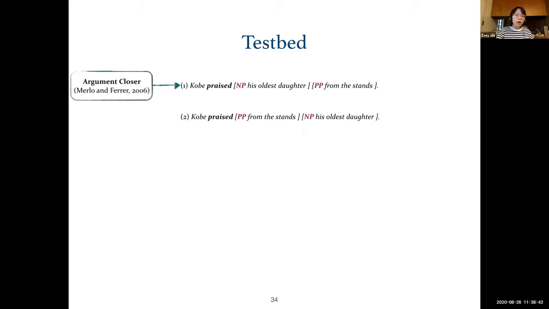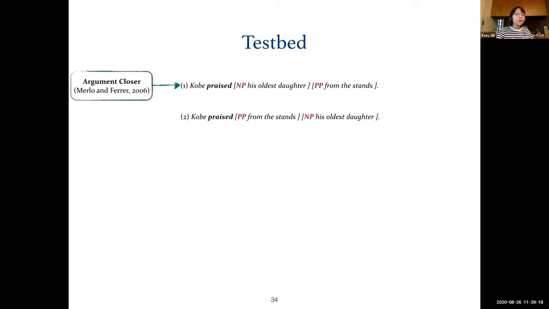There's a long-standing principle in linguistics where people have argued that more argument-like phrases tend to appear closer to their syntactic head. And here I treat the direct object noun phrase as the more argument-like element compared to the PP. With everything else being equal, ideally, quote unquote, the principle of argument closer would predict the order of the first sentence, where the NP is closer to the head verb praised.